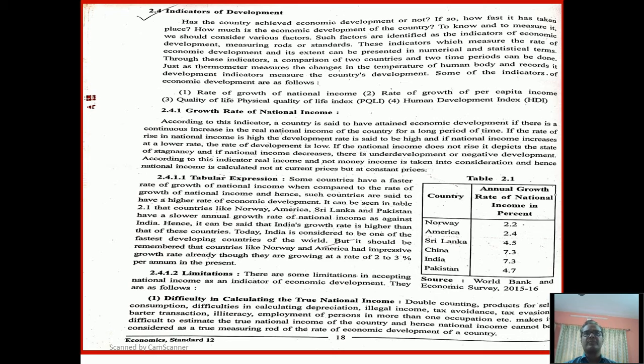That is, first is the growth rate of national income, second the growth rate of per capita income, third PQLI, that is the physical quality of life index, and fourth HDI, the human development index. First is the growth rate of national income.